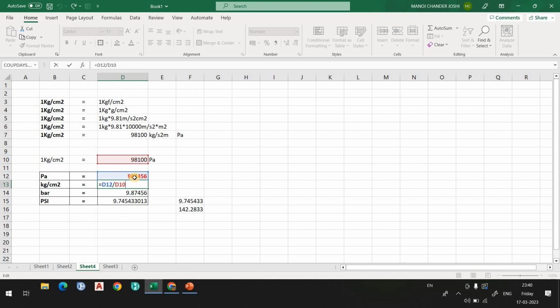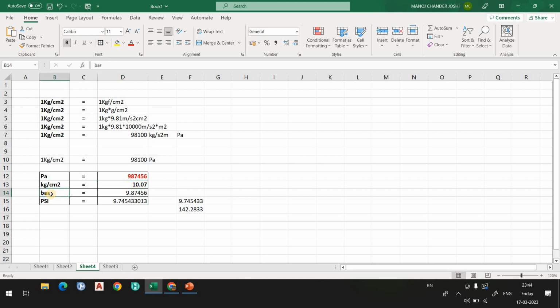Okay, meaning D12 I have divided by D10, so you will find that this is the kg per centimeter square unit. So what I have done here is simply converted the Pascal into kg per centimeter square. Now the same you could do: if you know the kg per centimeter square, you could simply convert into Pascal. This is very simple. What you have to do? Simply you have to multiply, right?